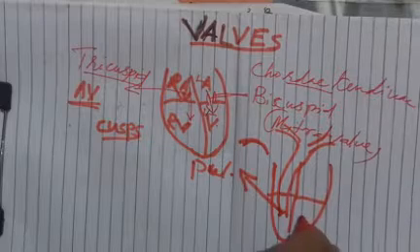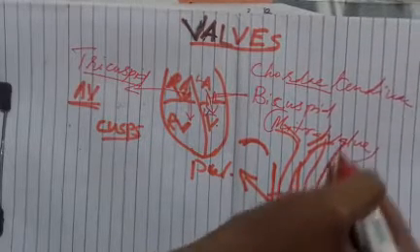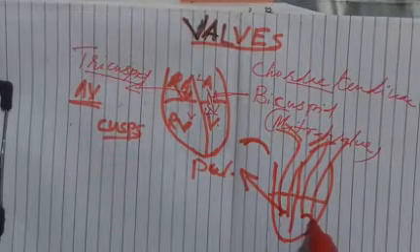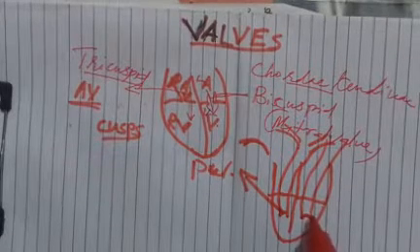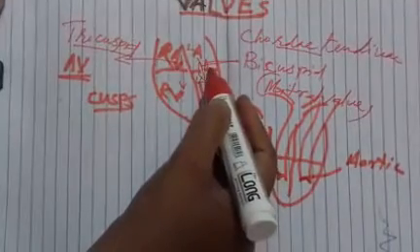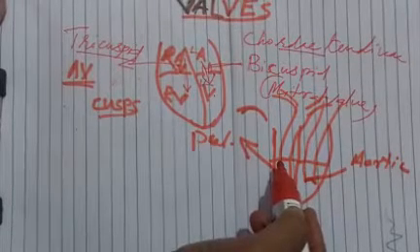Then another valve is present at the beginning of the aorta. The aorta arises from the left ventricle. Here also there is a semilunar valve, semilunar in shape, and it is known as the aortic semilunar valve. So we have the aortic semilunar valve and pulmonary semilunar valve, then the tricuspid valve and bicuspid valve. All these valves regulate the flow of blood in only a single direction.